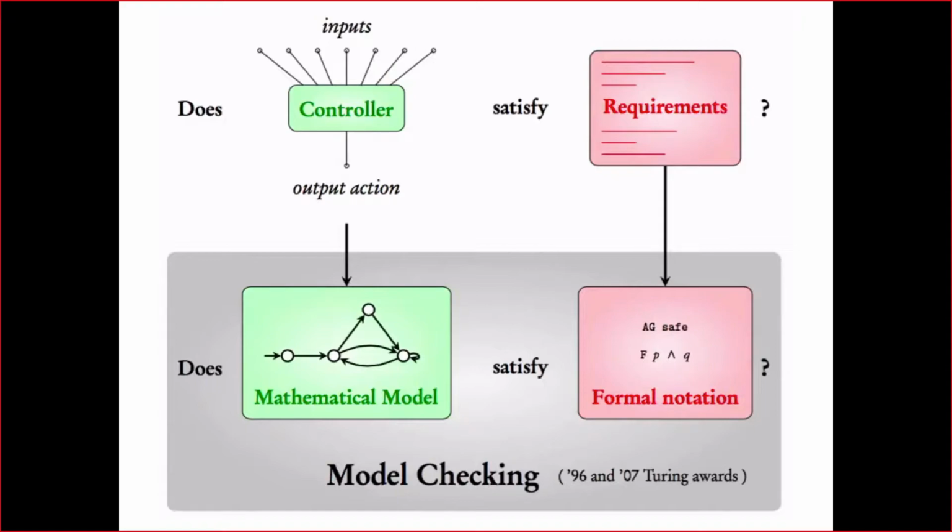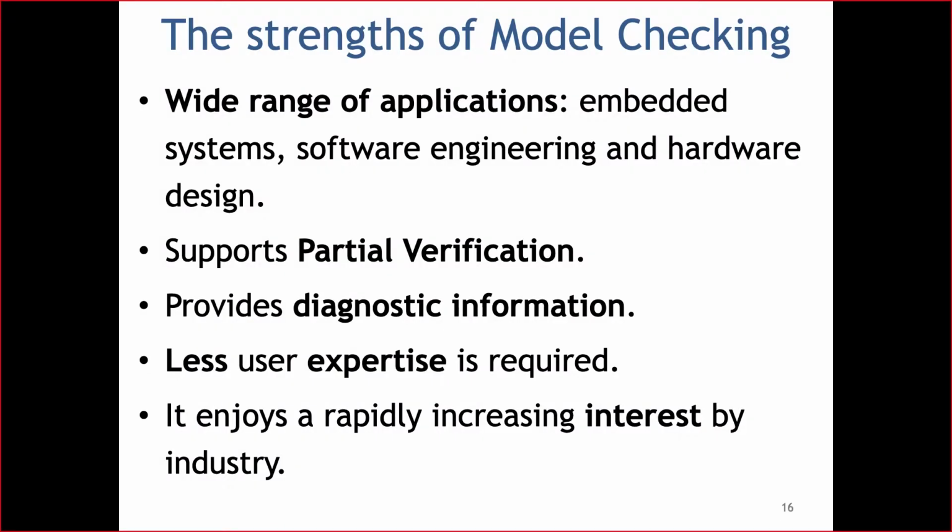They explain how it works and what the strengths and the weaknesses of this technique are. Here I just reference some of the strengths of model checking. It can be used in a wide range of applications, from hardware to software. It can support partial verification, and that's very important because we can try to prove just components of your system, and also we can abstract the components only to prove the high-level properties. We don't need the full implementation of your system to prove properties.